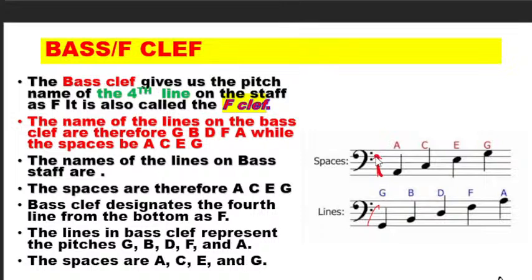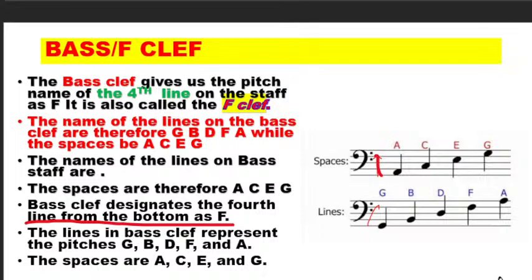The names of the lines on the bass clef are as follows: G, B, D, F, A, while on the spaces we have A, C, E, and G. So the bass clef designates the 4th line, I'm talking about the 4th line from the bottom. Music is all about the bottom up. The lines in bass clef represent the pitches G, B, D, F, and A. So that's what I have said.